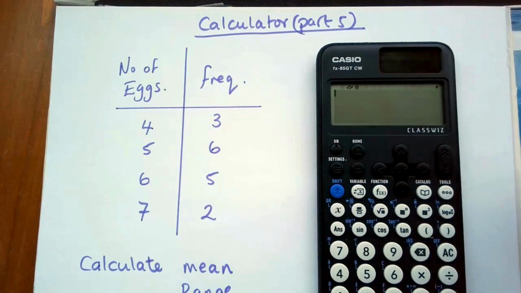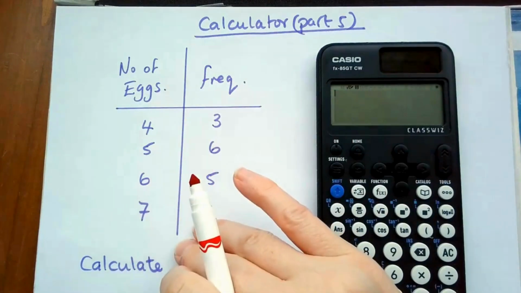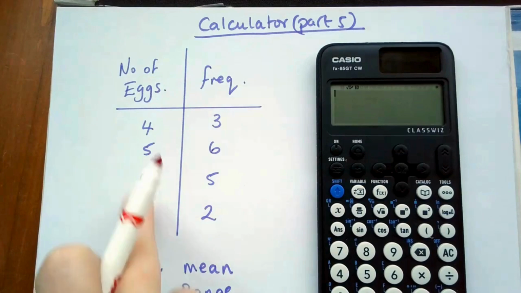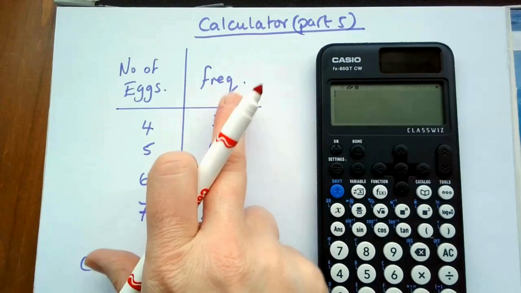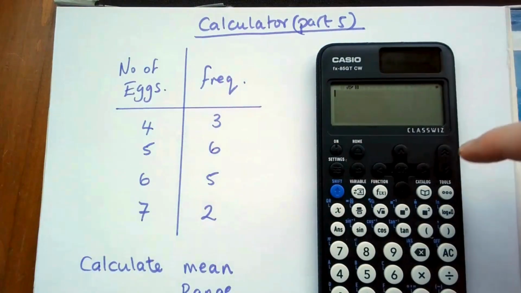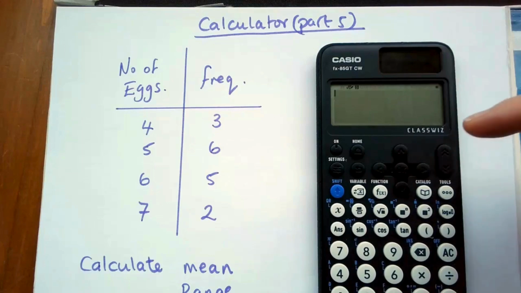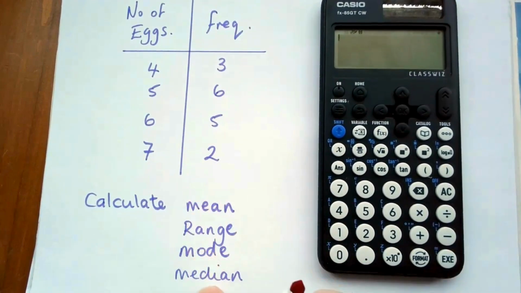So let's say for example you've got a question and you have a table like this. You have something that you were looking at for the data. So in this case it's number of eggs, and you have a frequency. So I wanted to show you how you can use your calculator to just speed up the process of finding the things that it's asking for, like the mean, range, mode, median.